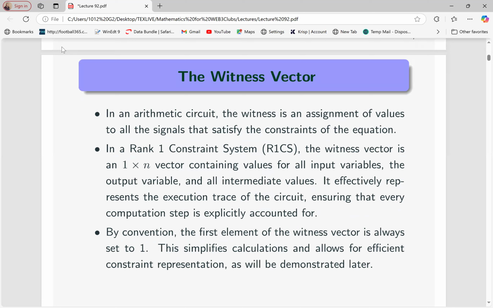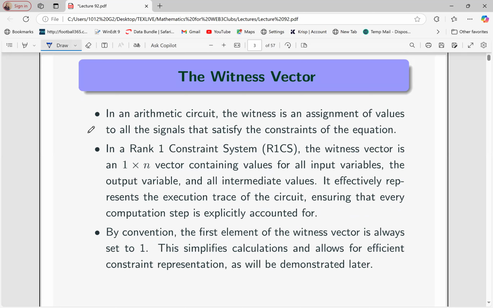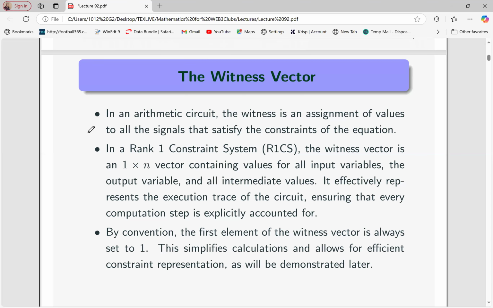So we have what we call a witness, and we know that when you're talking about zero knowledge proofs, we have the witness, we have the verifier, and we have the prover. Now we want to know what a witness is as far as a rank 1 constraint system is concerned. What do we call a witness?